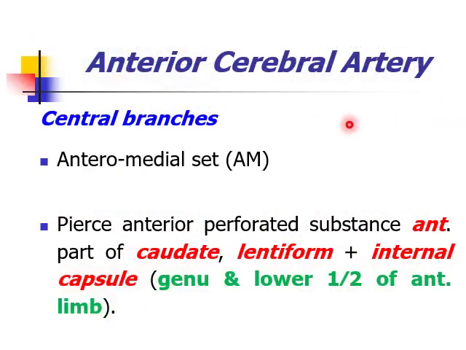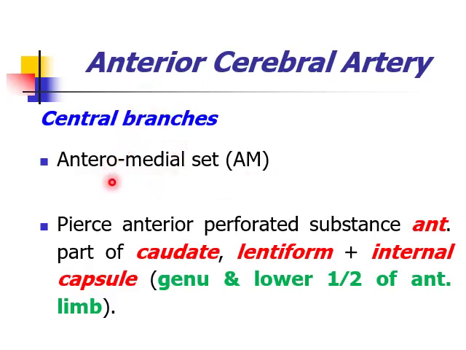Each and every cerebral artery, as we mentioned earlier, has a set of arteries supplying the outer surface, the cortical, and another set supplying the deep structures. The central branches of the anterior cerebral artery give off what we call the anteromedial set of central branches. These anteromedial arteries arise from the circle of Willis itself, as we will see later.